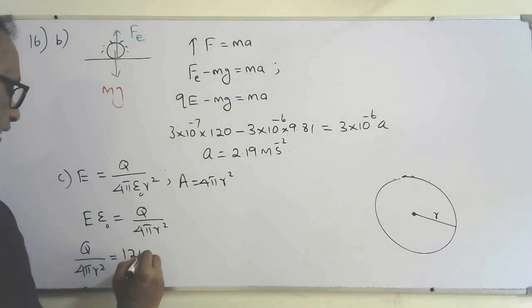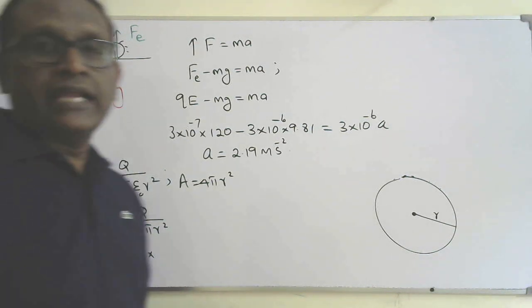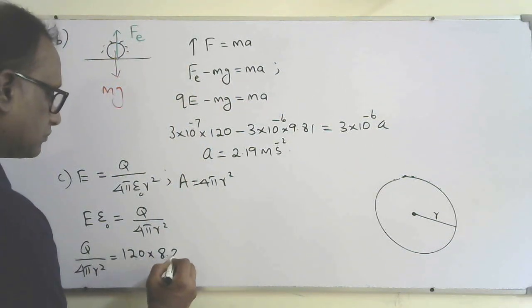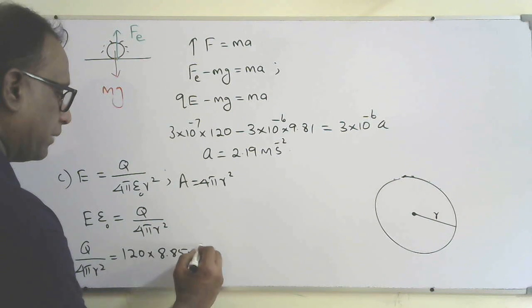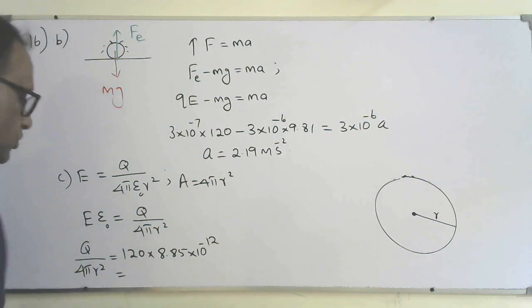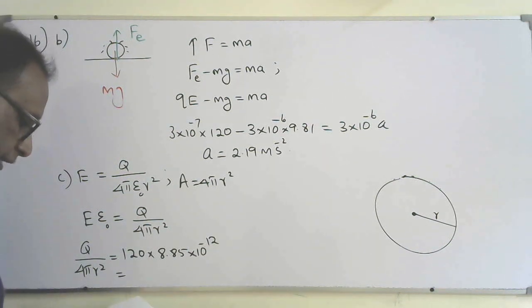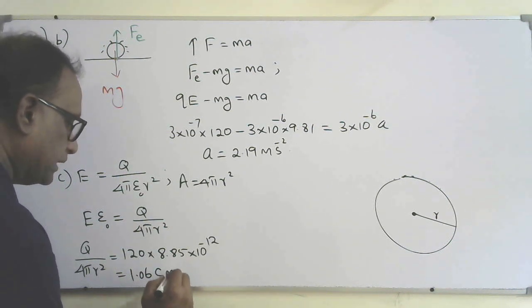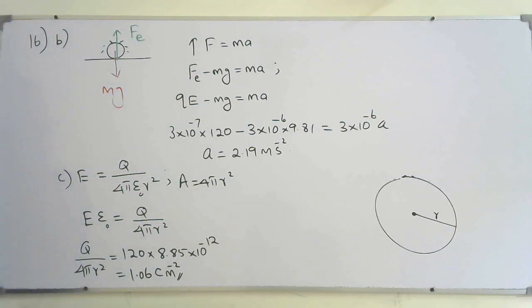E is 120. Epsilon naught, you can find it in the data sheet. That is 8.85 into 10 to the power minus 12 farad per meter. So to solve, you will get 1.06 into 10 to the power minus 9 coulomb per meter squared.